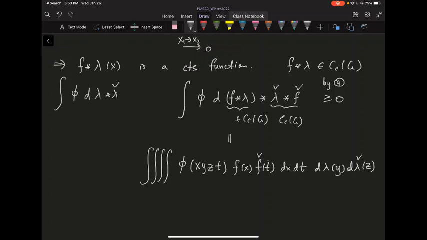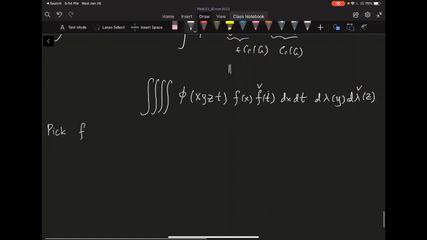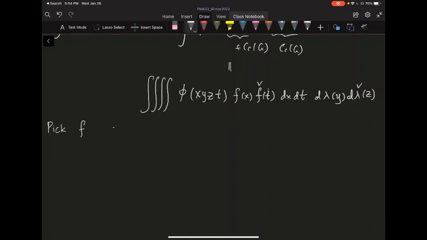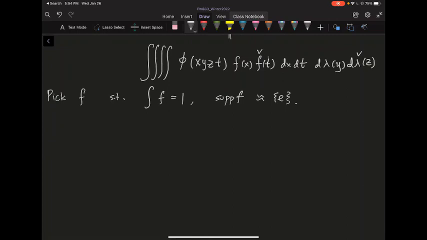All right, so now suppose I can pick my function f with some compact support, and we can make it supported on smaller and smaller sets, okay? So let's say pick f so that, first of all, the integral of f is equal to 1, and the support of f is really close to the identity, okay? So we can always do that, okay? And because your phi is going to be continuous, okay?